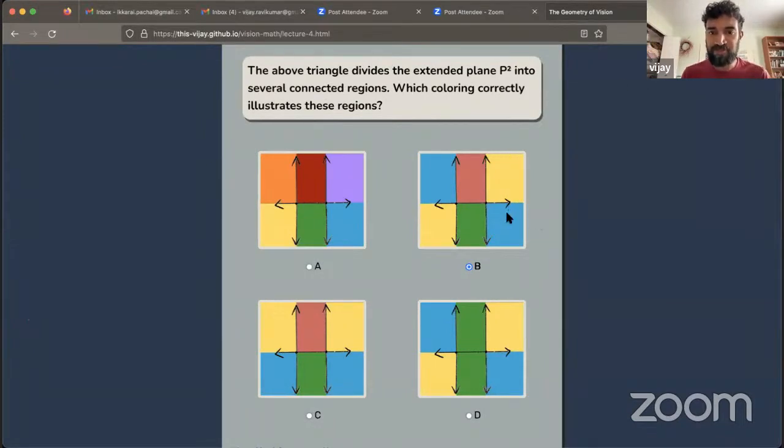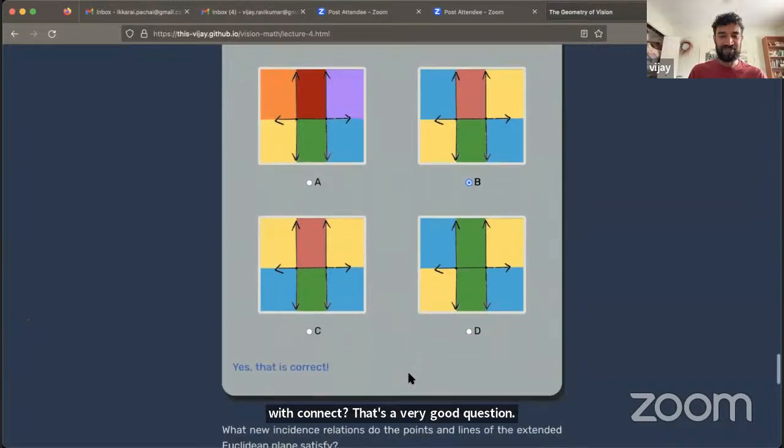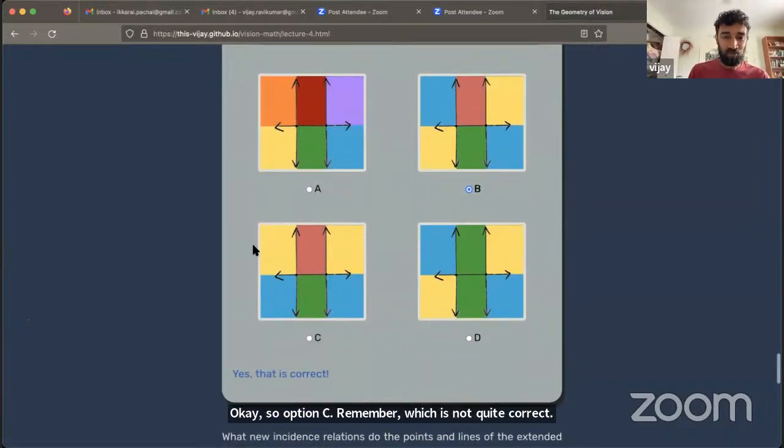Okay, so you said option C, can we draw horizontal lines which connect regions? That's a very good question. In option C, which is not quite correct, you might be tempted to draw a horizontal line right here to connect the top left region to the top right region. Unfortunately, that will not connect these two regions as we might hope.